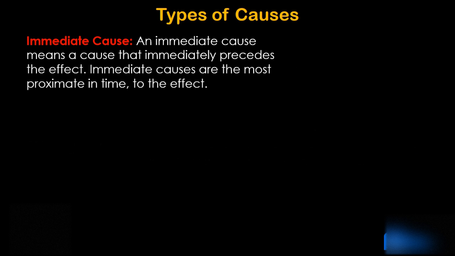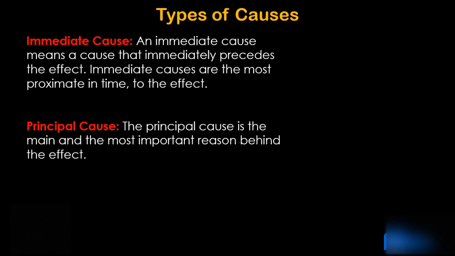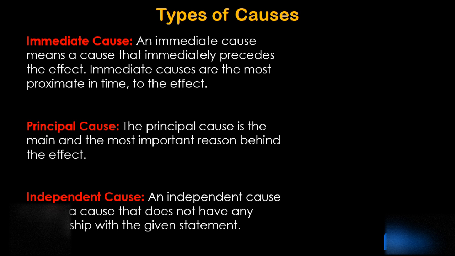Immediate cause. An immediate cause means a cause that immediately precedes the effect. Immediate causes are the most proximate in time to the effect. Principal cause. The principal cause is the main and the most important reason behind the effect. Independent cause. An independent cause means a cause that does not have any relationship with the given statement.